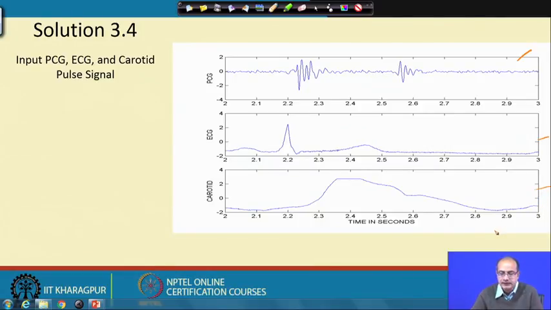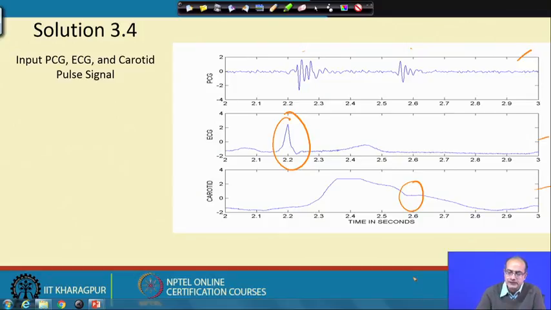In the PCG signal, unless there is murmur, the S1 and S2 waves are not that prominent, and there will be a lot of noise. So, S1 and S2 may get buried in noise. So, we need to take the help of the other signals, that is the QRS complex of the ECG, and the dicrotic notch, this dip, these two, to help to detect S1 and S2.